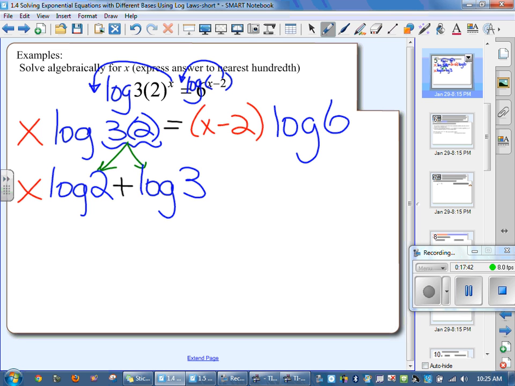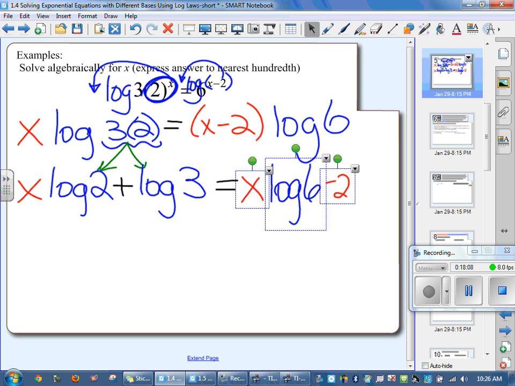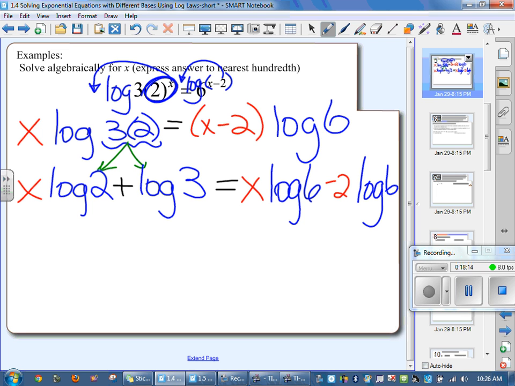Okay? Then on the right-hand side, we're going to split the right-hand side. So we're going to have x log 6 minus 2 log 6. Okay, so that's what it's going to look like now. So our next step, we're moving things around. So this x log 6 is going to move to the left-hand side by subtracting x log 6. So I'm going to subtract x log 6 over here.